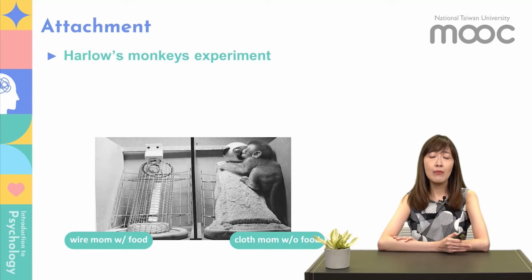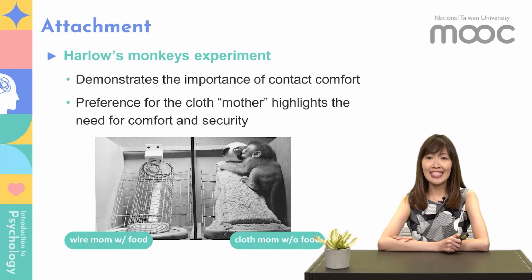Which one did baby monkeys prefer? The first one, wire mom with food, or the second mom, the clothed mom without food? Well, the answer is the clothed mom. So studies found that even though food was not provided, baby monkeys spent more time with the second mom. And what does that mean? That is, contact comfort is more important. So the second mom is covered with clothes and it's more like the real mom. That's why baby monkeys can get the security and contact comfort from the second mom. So contact comfort is a more important contributor to forming attachment than the other factors.